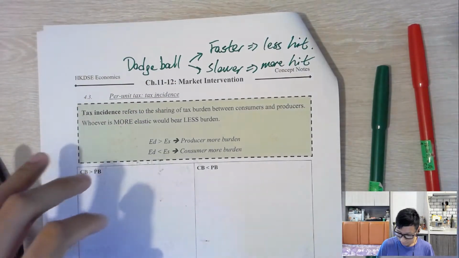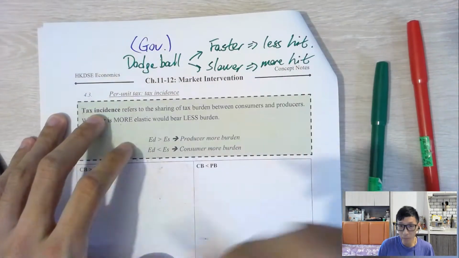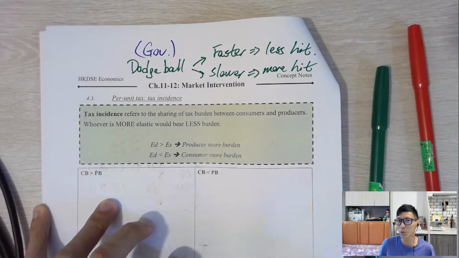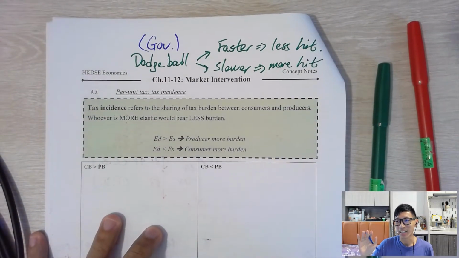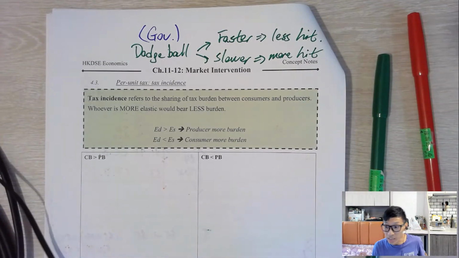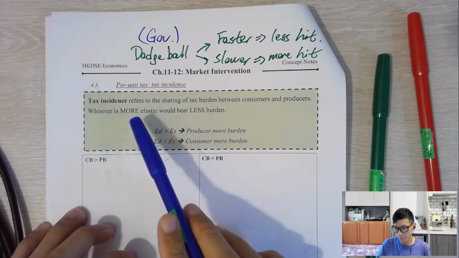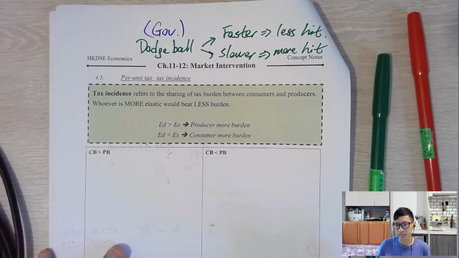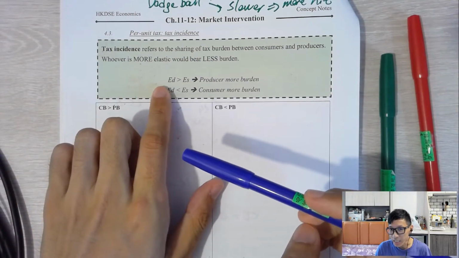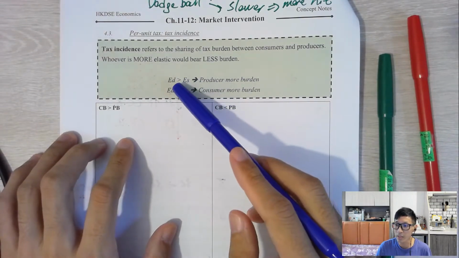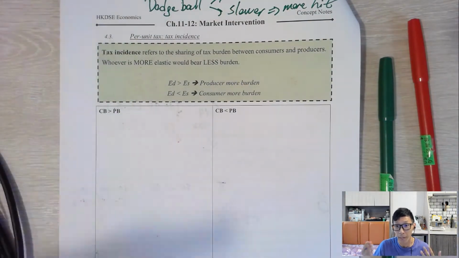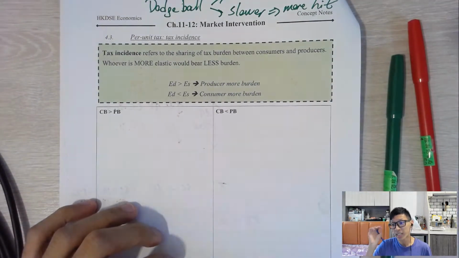The same here. Think of the government as the one throwing the ball. There are two players. One of the players is called producer. Another player is called consumer. Whoever moves faster, he or she, depending on who you think they are, would be less likely to be hit. Therefore, the more elastic, the faster player would dodge more of the tax. Now, what does that mean? To put it into perspective, in the case where ED is larger than ES, which means the consumer is more elastic, it means that the consumer would bear less burden, and that means the producer bears more burden, right? Okay? So this is the key.